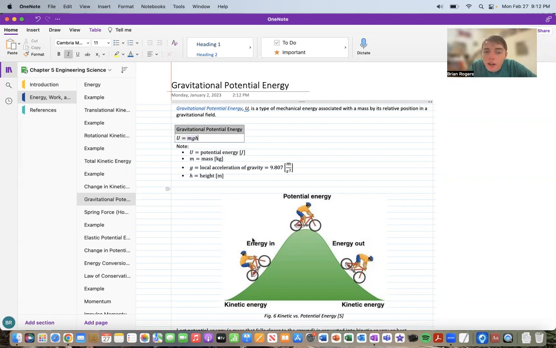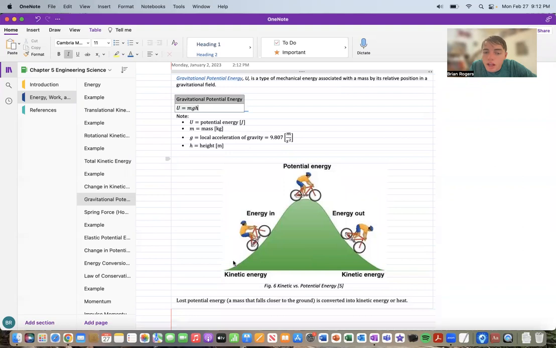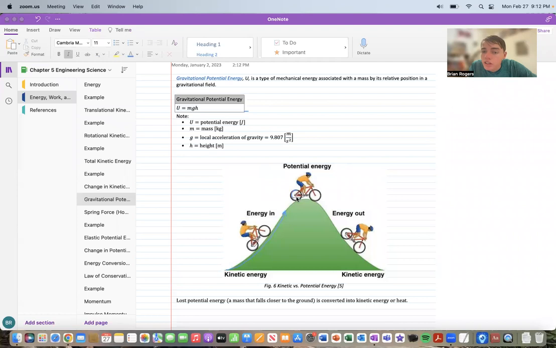And so right here, we're going to notice that the biker, look at the example, has kinetic energy while he's biking up the hill. And then at the top of the hill, he's going to stop up here. So he's at the top of his potential energy. He's stopped right here, and he has a lot of potential. Because look at the difference in the height. He's at a high potential because he's at a higher height than his surroundings.